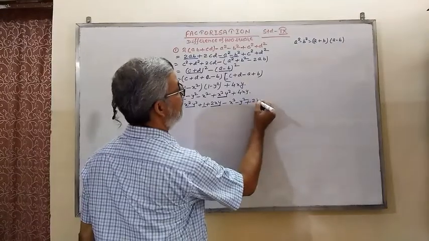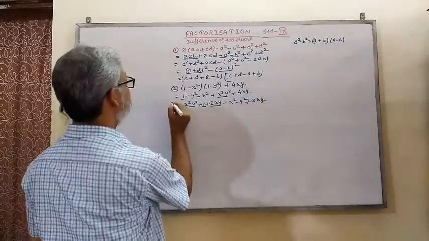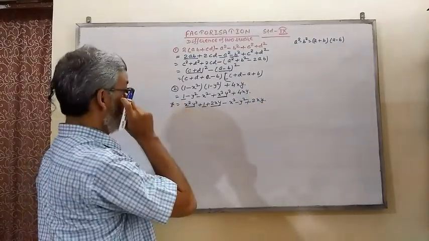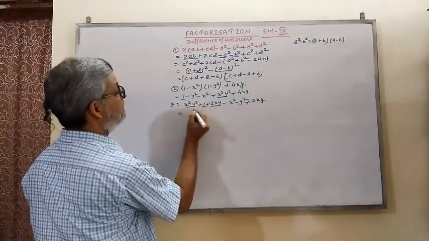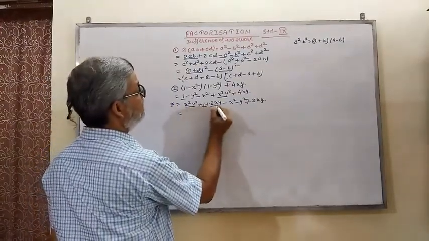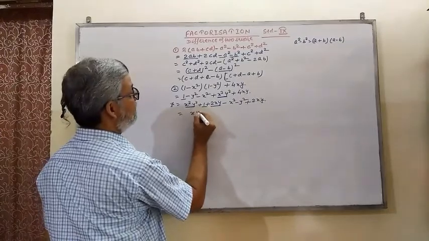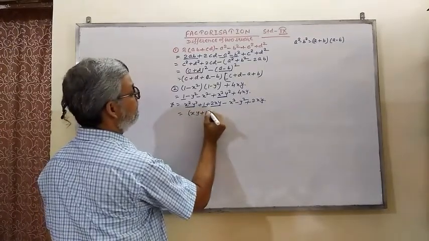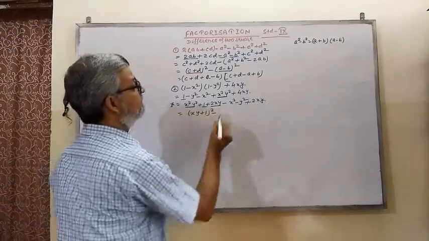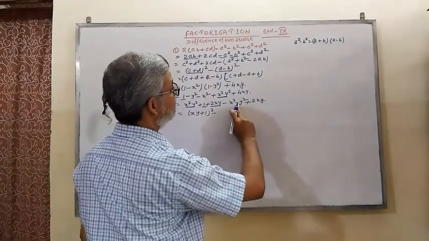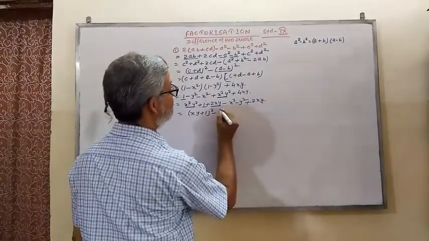So positive 2xy. Actually, this is the turning point for this question. Now you see, a square plus b square plus 2ab can be written as xy plus 1 whole square, minus. Now for minus x square minus y square plus 2xy, take the minus sign common.